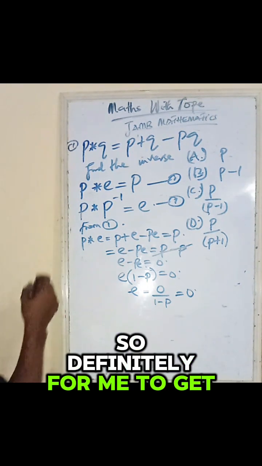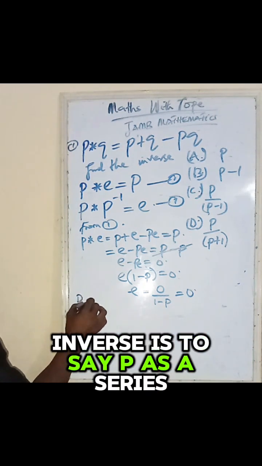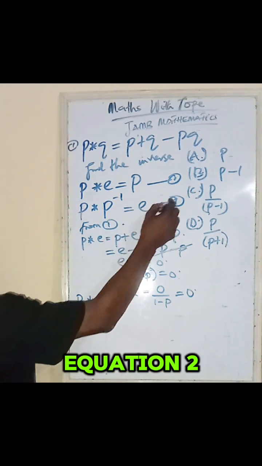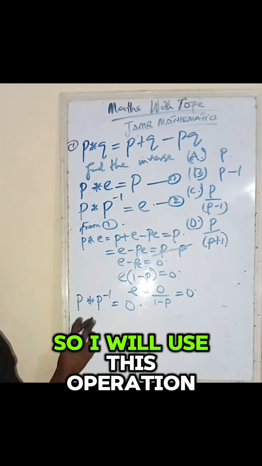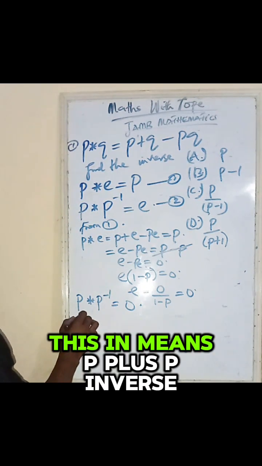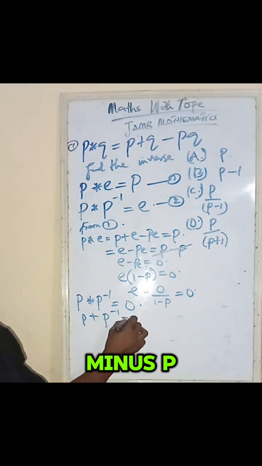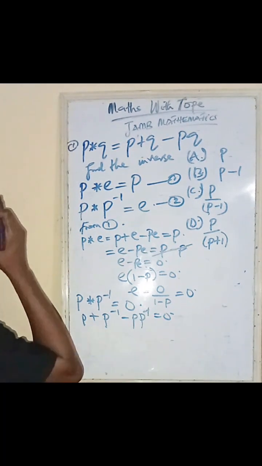So definitely, for me to get the inverse, I'll go back to the inverse. The inverse is to say P asterisk P inverse must give me E from equation 2. So what is E? E is 0. It must give me 0. So I'll use this operation here. I'll say P plus P inverse minus P times P inverse equals 0.